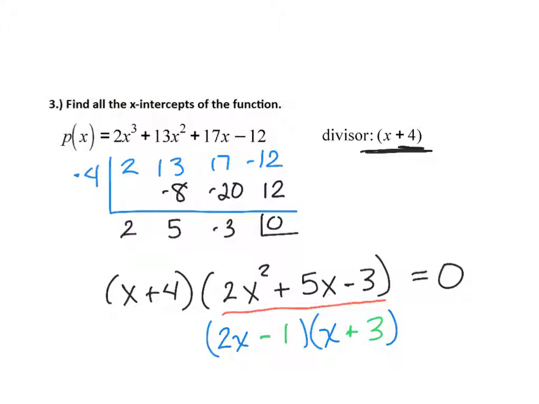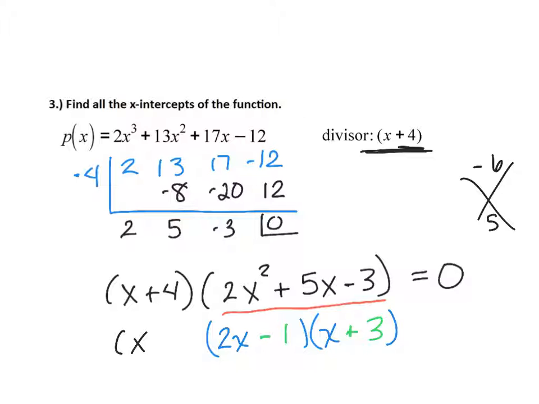Now, if you don't want to use guess and check, you can always use the AC method where you're multiplying 2 times negative 3. That's why it's called AC, because you're multiplying A times C. That gives you negative 6, and you find the two numbers that add to 5. And then you can use the slip and slide method, bottoms up, or grouping.